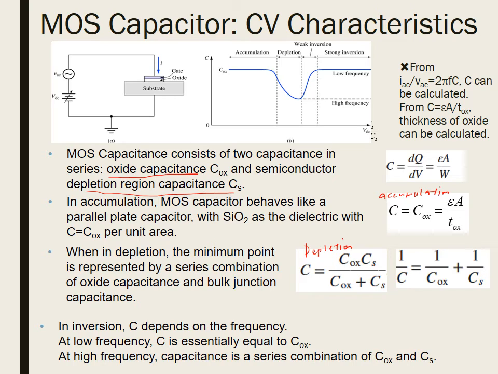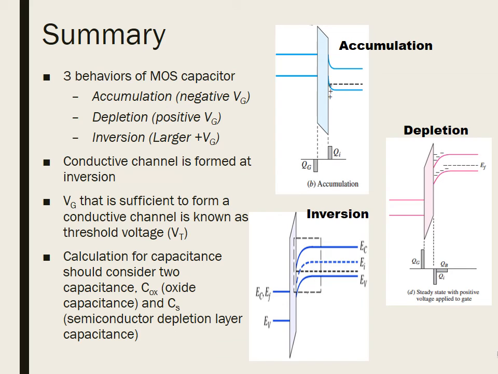In inversion, the capacitance depends on the frequency. At low frequency, C is essentially equal to COX, and at high frequency, capacitance is a series of COX and CS. To summarize, there are three behaviors of MOS capacitor.